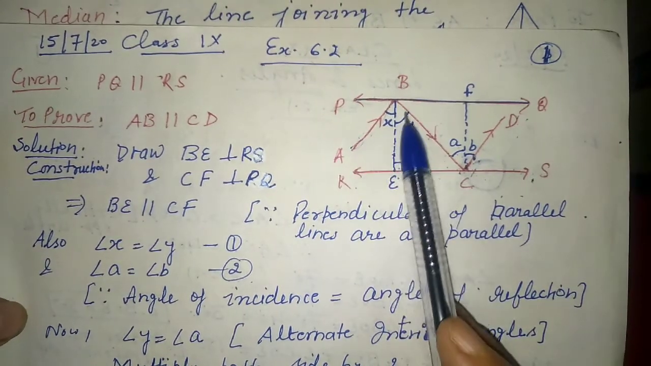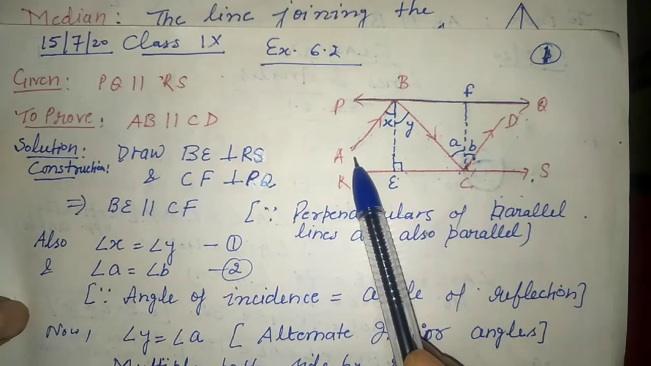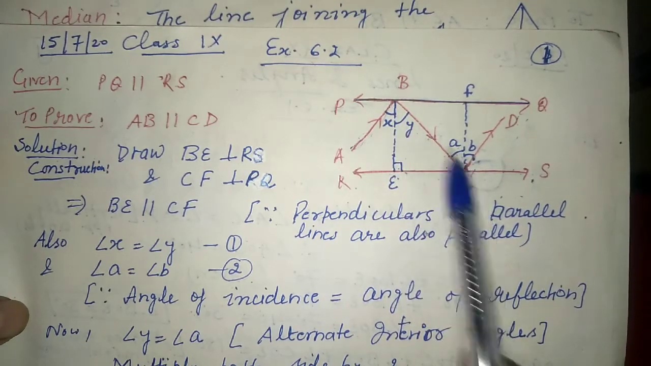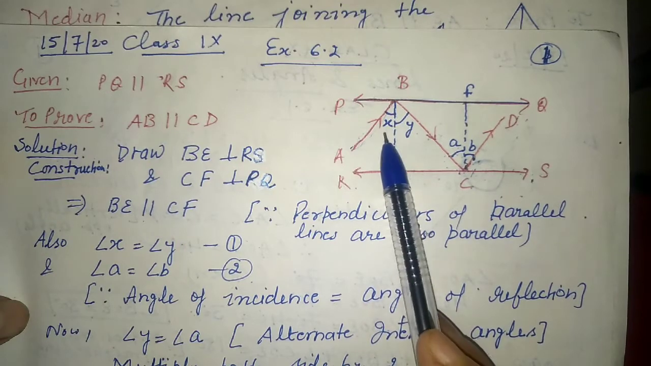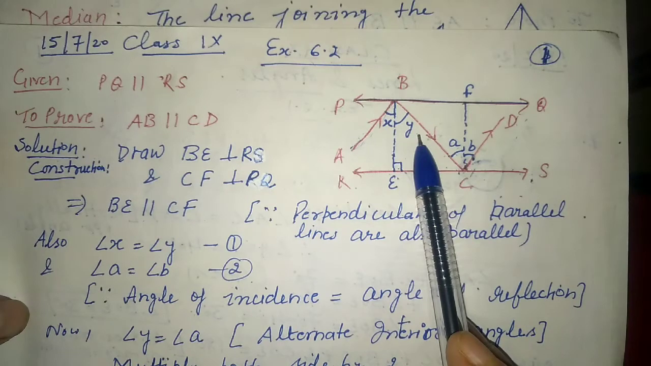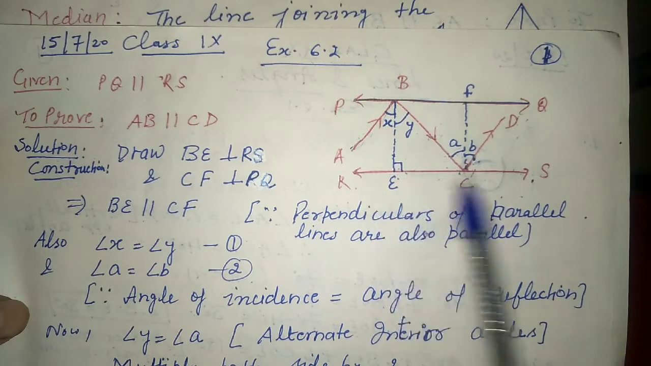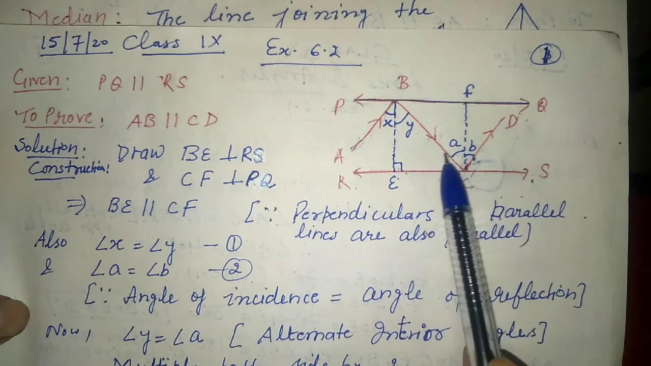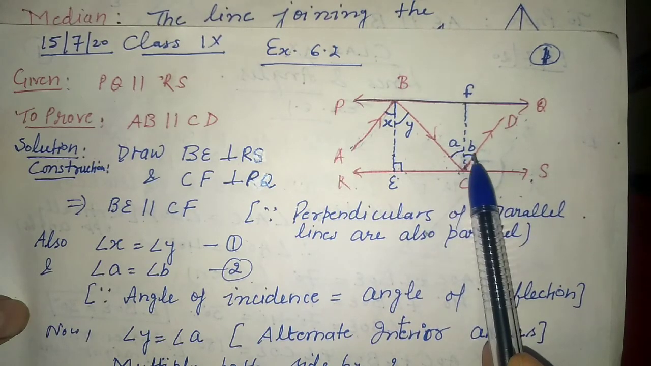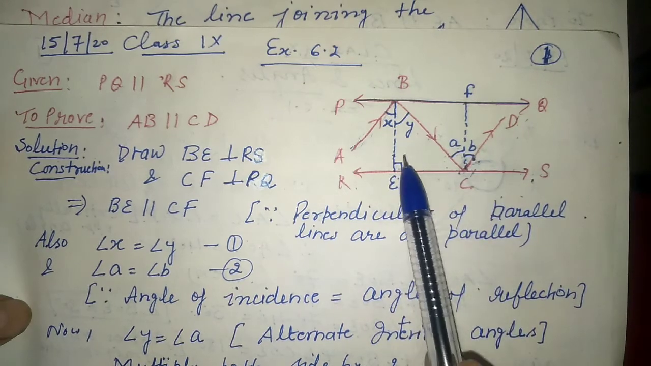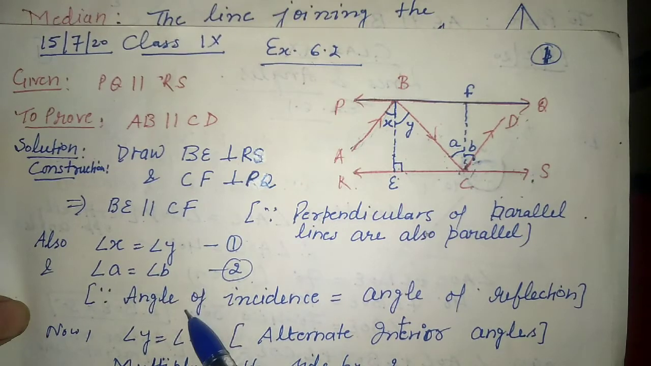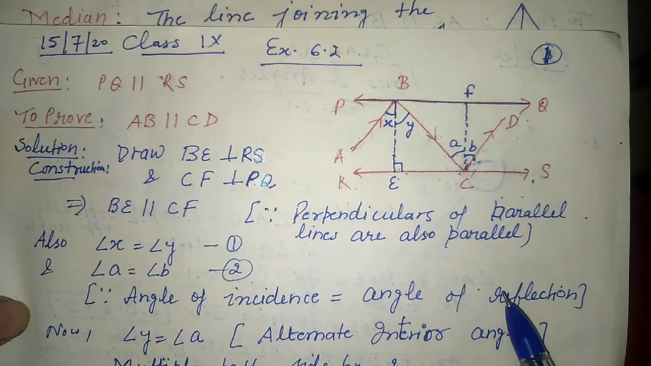Now the laws of reflection, you know that AB is an incident ray and BC is a reflected ray. Here this is a normal. This angle X is known as angle of incidence. This is known as angle of reflection. Similarly, when BC strikes mirror RS, then it becomes the incident ray and this becomes the reflected ray. So this angle A is the angle of incidence, B the angle of reflection. So here angle X is equal to Y and A is equal to B because angle of incidence is equal to angle of reflection.